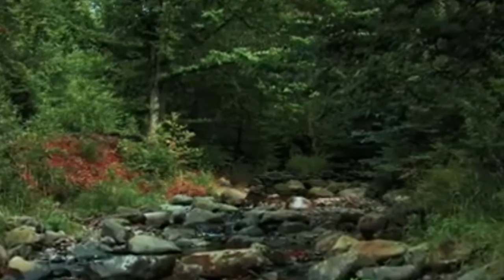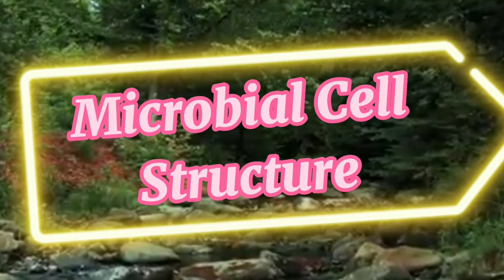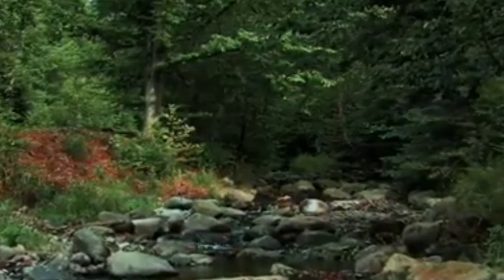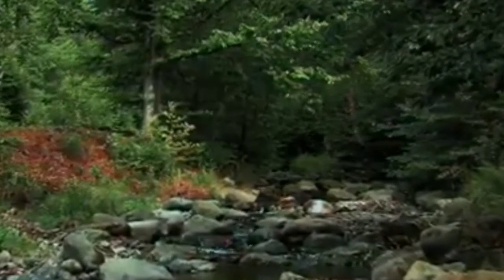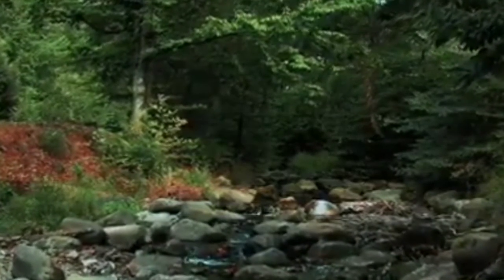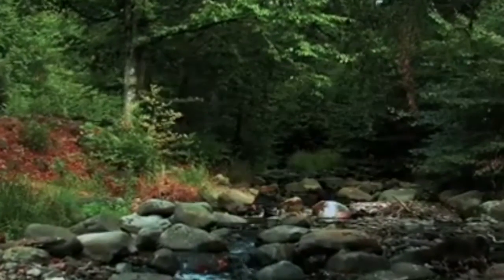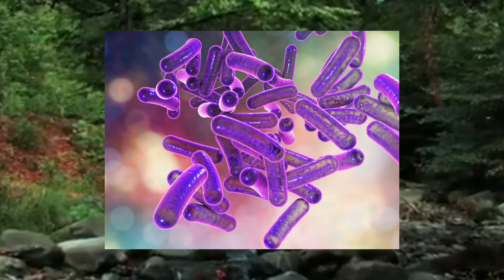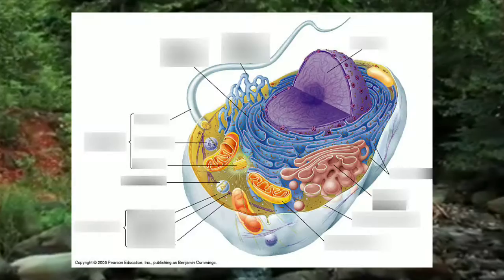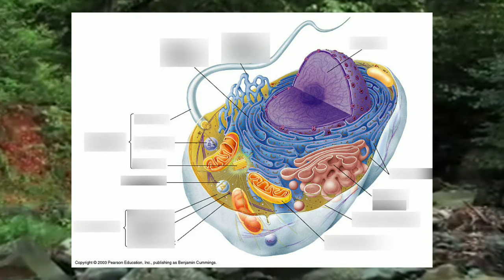Today's video, our topic is all about cell structure. Traditionally, cellular organisms have been divided into broad categories based on their cell type. They are either prokaryotic or eukaryotic cells. In general, prokaryotes are smaller and simpler, while eukaryotes are larger, more complex, and more cluttered.